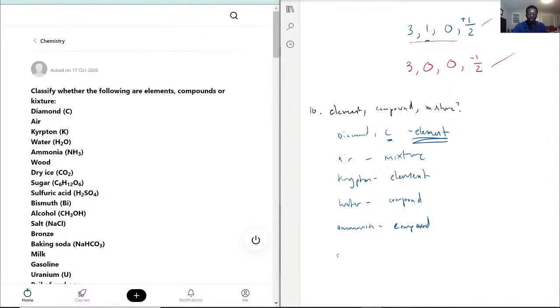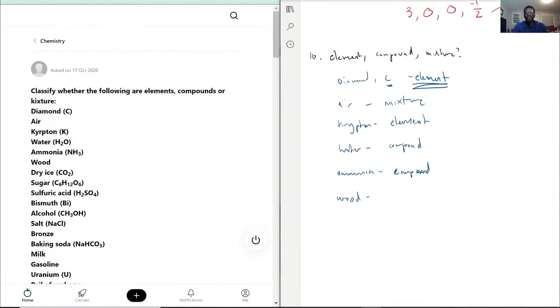And wood. This one is going to be, ooh, that's tricky. That's real tricky. I'm going to say it's a mixture. Yeah, because, oh man, how do I even explain this? Mixture or compound. It's definitely not an element because you can't find wood on the periodic table.